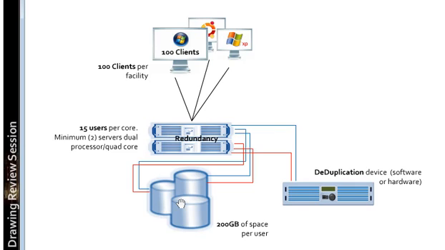And we have here a deduplication device, either software or hardware. In this case it's a hardware device, an appliance that will conduct our backup for us. So this is phase one.